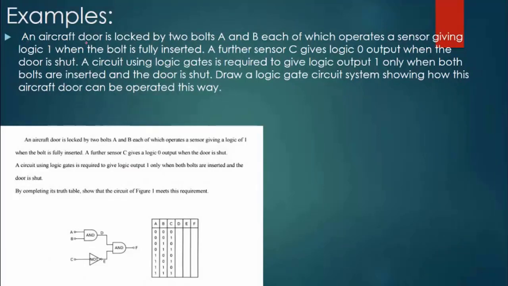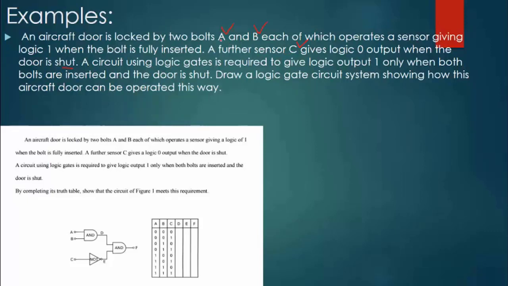For instance, you have an aircraft door that is locked by two bolts. We have bolt A, bolt B. So we have two inputs already there, each of which operates a sensor, giving logic one when the bolt is fully inserted. And we have a further sensor C, which gives logic 1 output when the door is shut. Okay, so when the door is shut we have another sensor which is C.